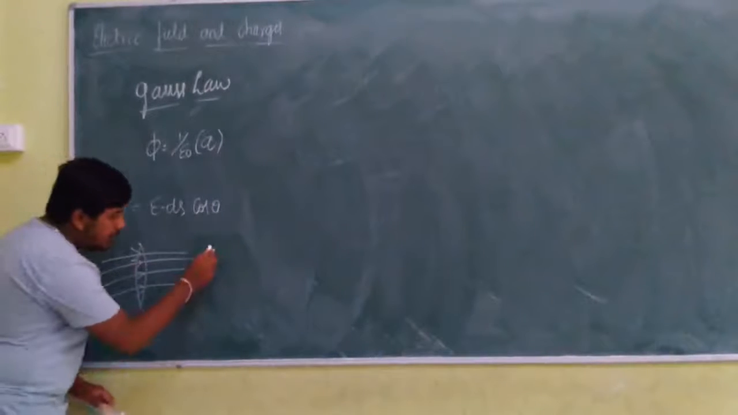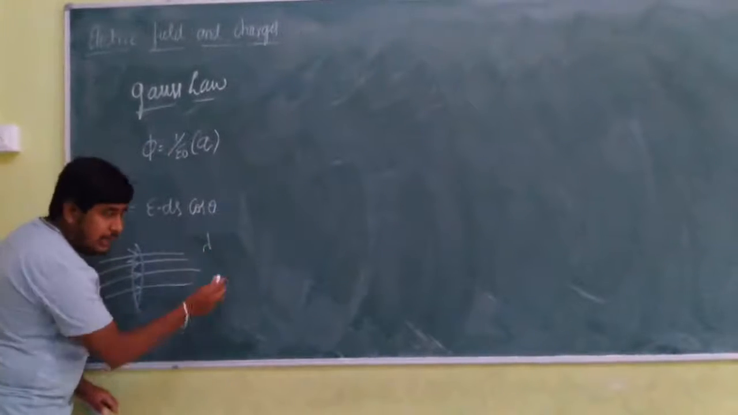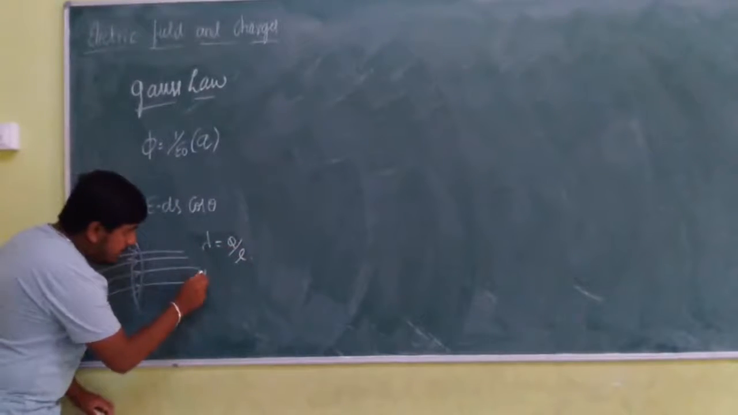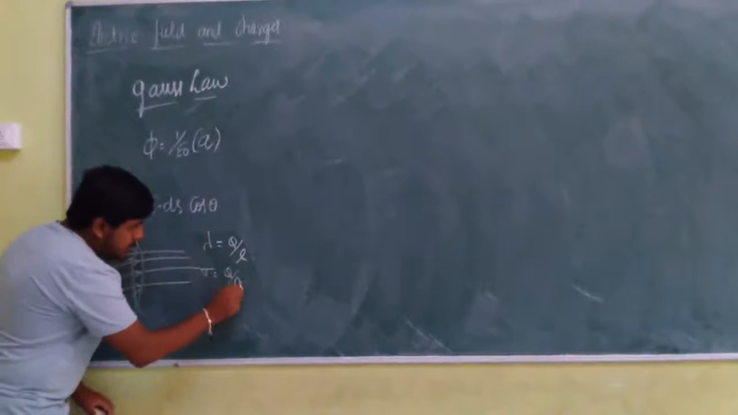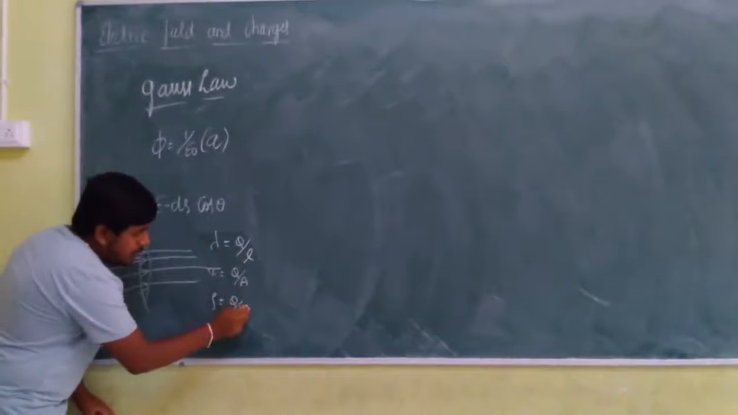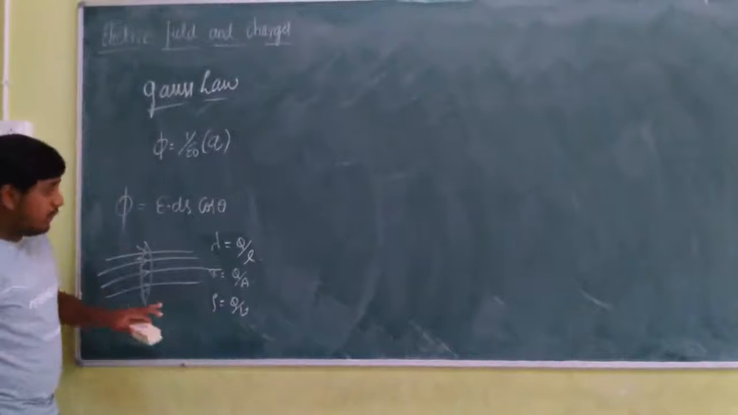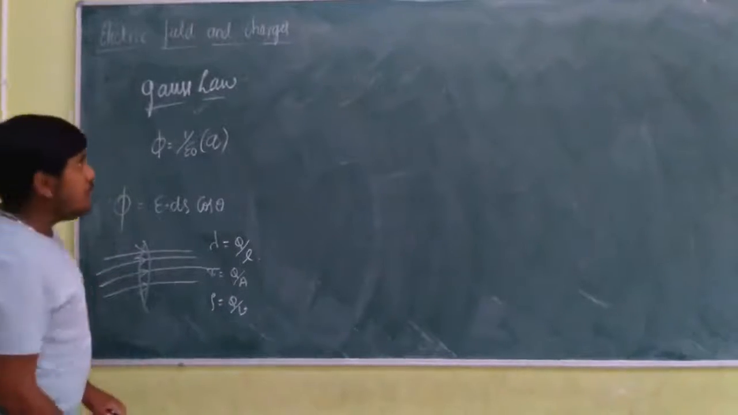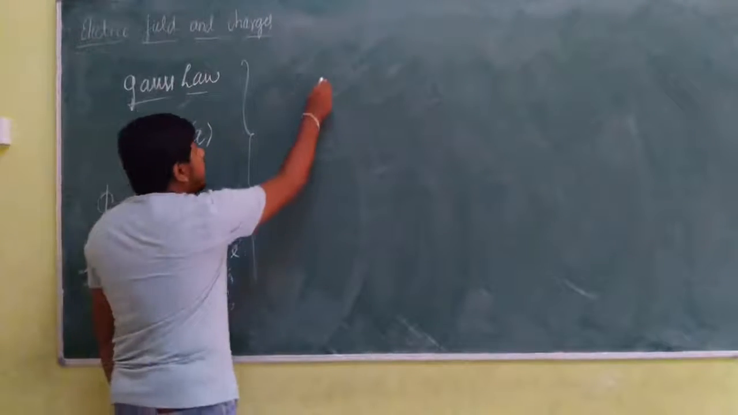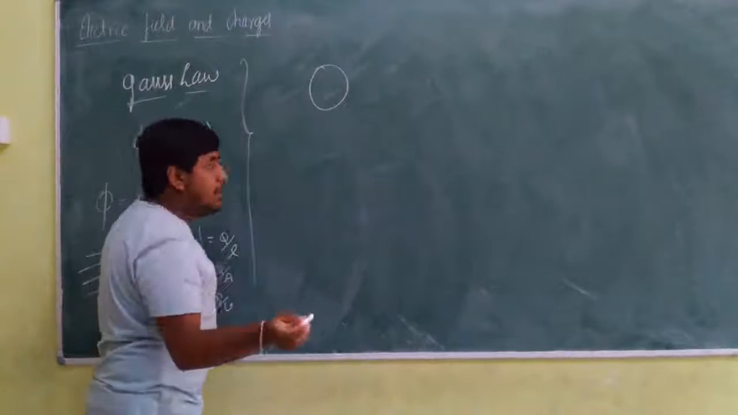Then we have to learn, before that, what is charge per unit length. Charge per unit length is linear charge density lambda. Charge per unit area is surface charge density sigma. Again, charge per unit volume is volume charge density rho. These three you should know. So later, after this, we studied about electric field due to a charged sphere.